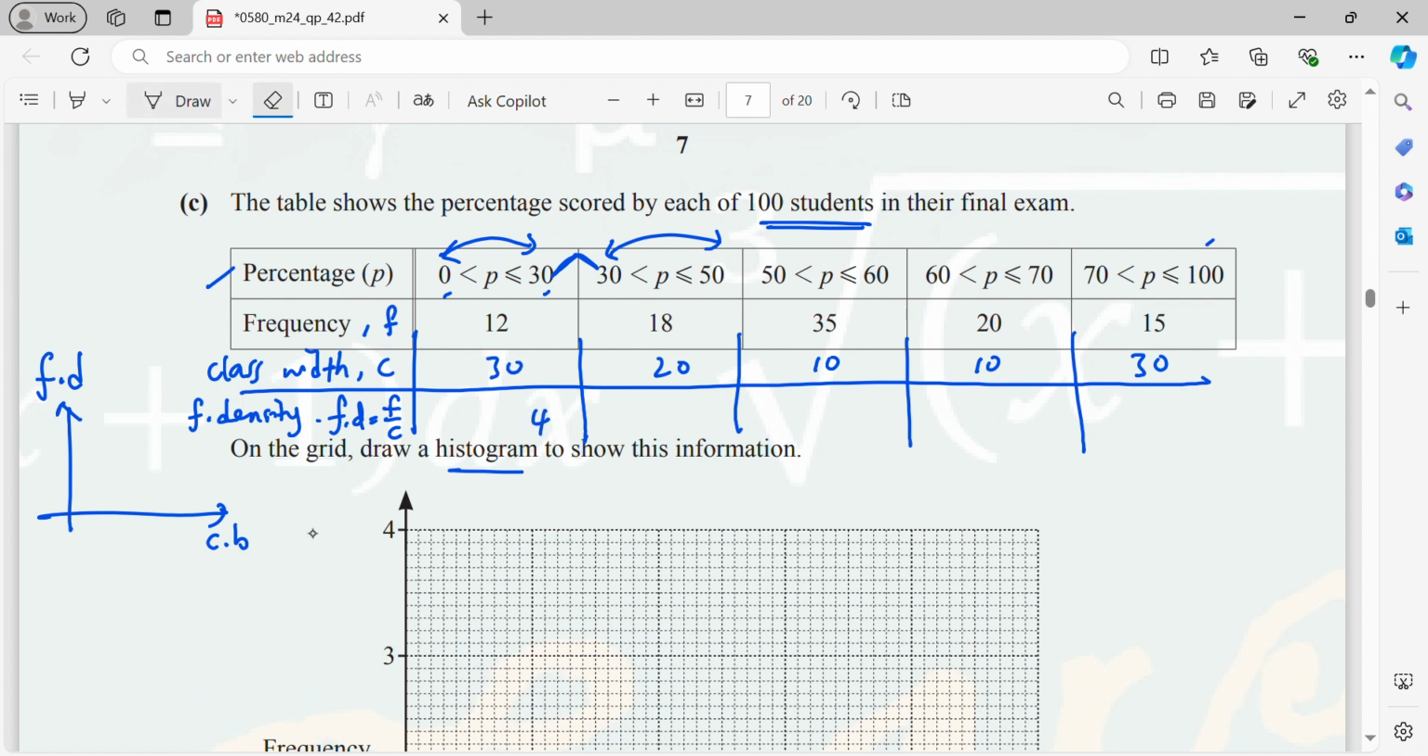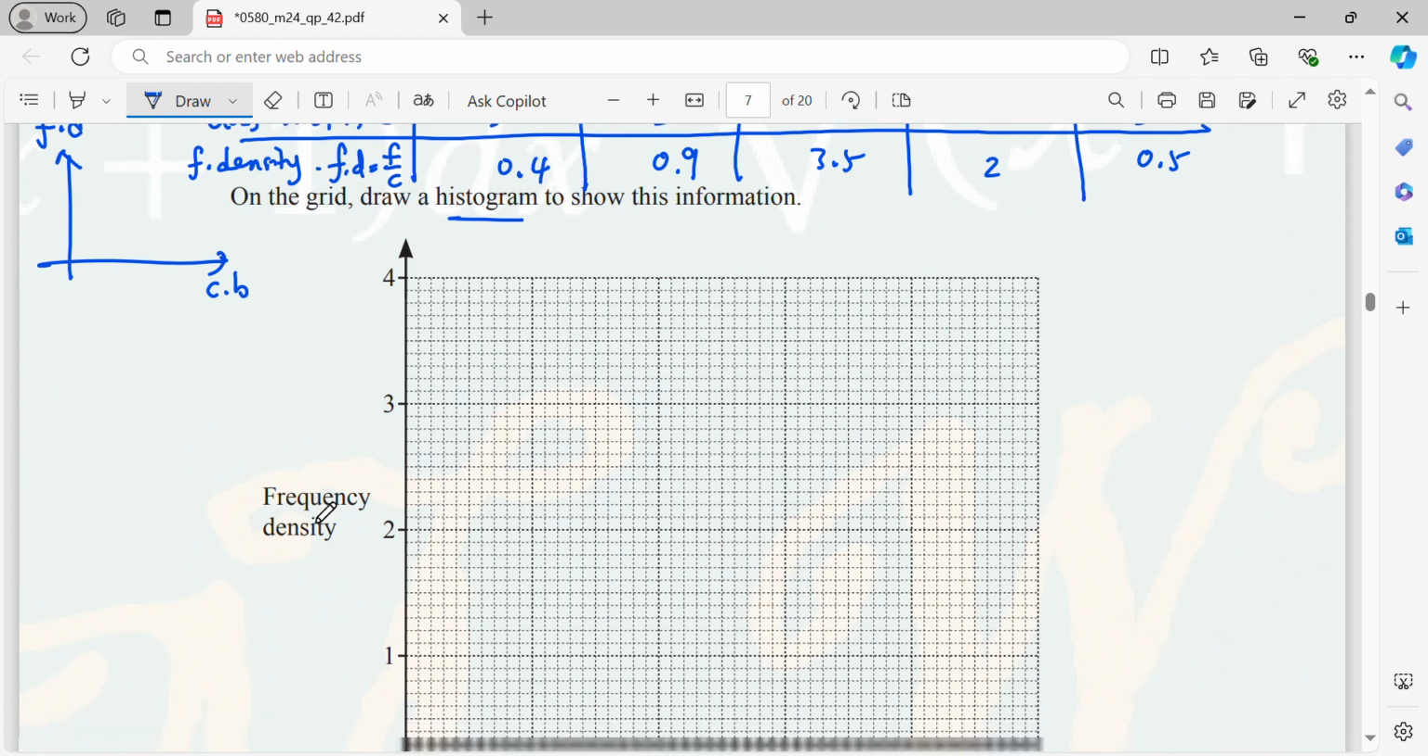Okay, the next one, 18 over 20, you will be getting 0.9. Then 35 over 10 is 3.5. 20 over 10 is 2. Lastly, 15 over 30 is 0.5. Okay, so now we need to mark this on the diagram.